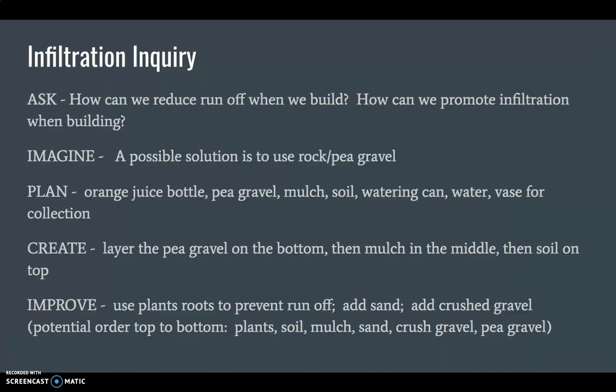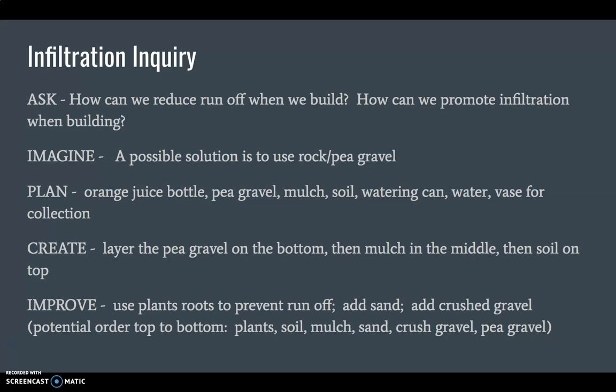So as far as the inquiry went, for the ask, our question was how can we reduce runoff when we build and how can we promote infiltration when building? For the imagine, I said a possible solution is to use rock or pea gravel. That was just representing different layers of rock that we could put underneath our building to gather some of the various sediments and everything like that.